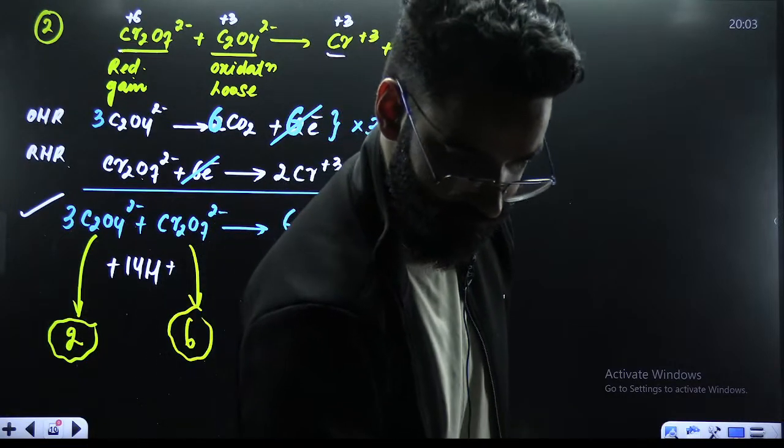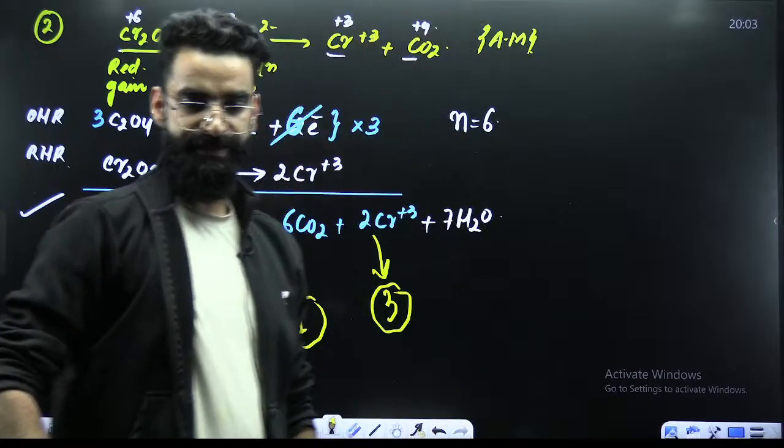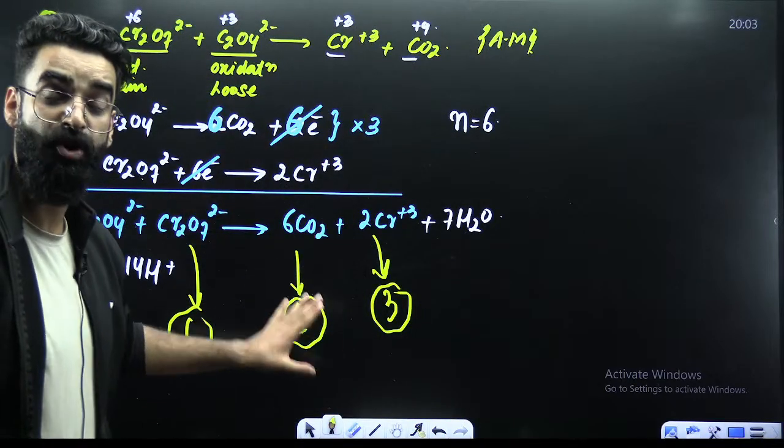Perfect? Amazing, guys. So this was your ion-electron method in acidic medium.